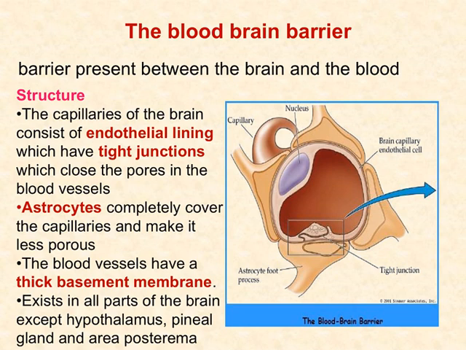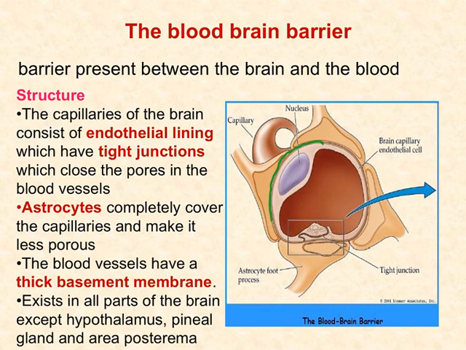The blood-brain barrier is formed by the capillaries of the brain. The endothelial lining of these capillaries has tight junctions between them, which makes very thin pores in the blood vessels. And also the astrocytes completely cover the capillaries to make very tight pores between them. And finally, we have the thick basement membrane of the blood vessels surrounding the whole blood vessel.